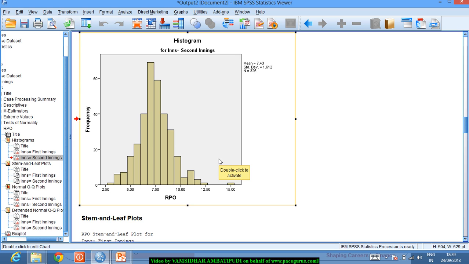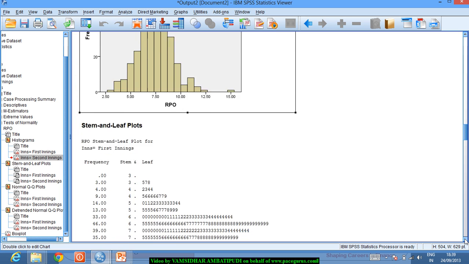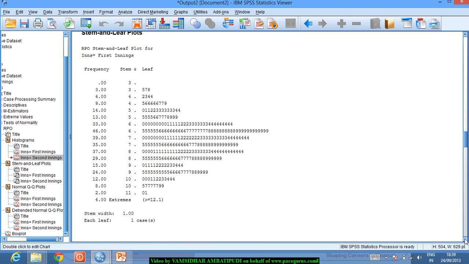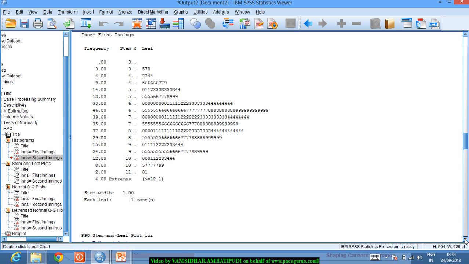The same thing is being done by your stem and leaf plot. It is one good chart. It takes all your original data and plots it. So it's basically like 3.5, 3.7, 3.8, 4.2, 4.3, 4.4, 4.4. This is the way it tries to plot your entire data.